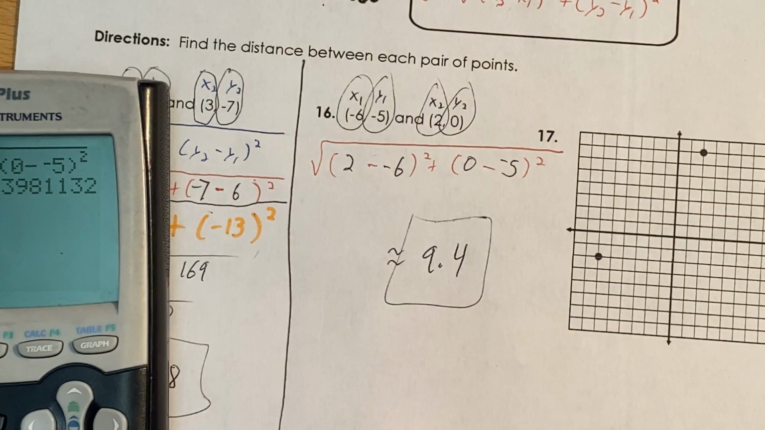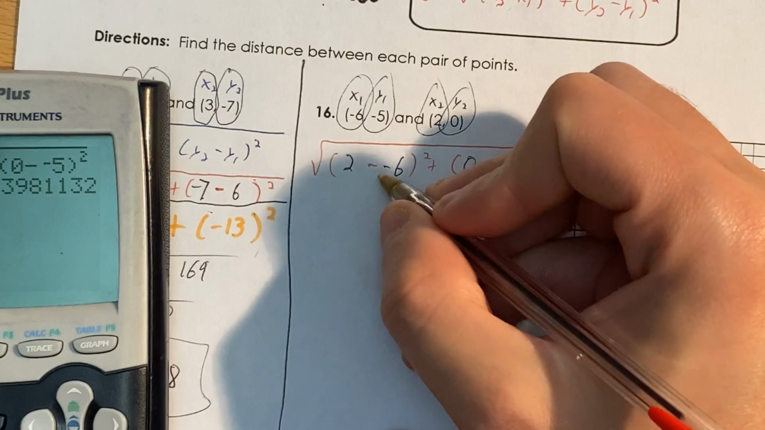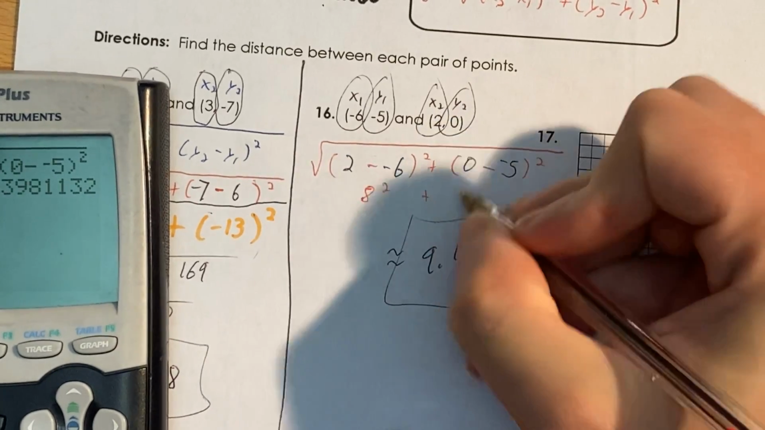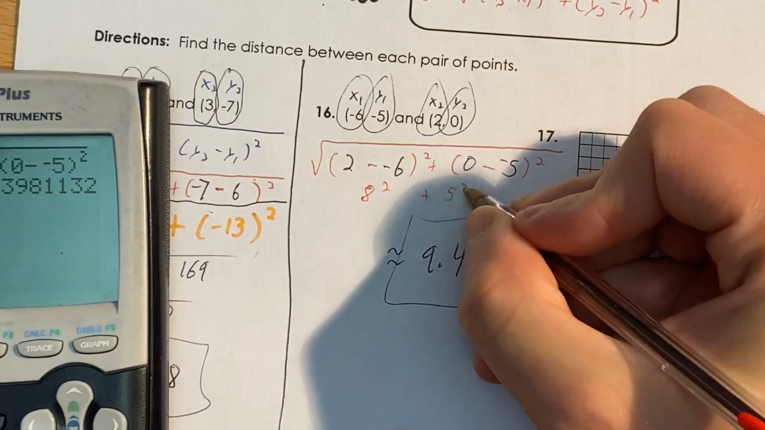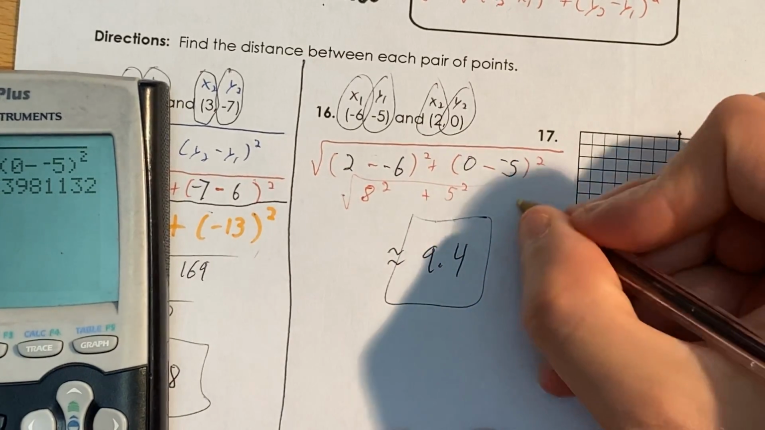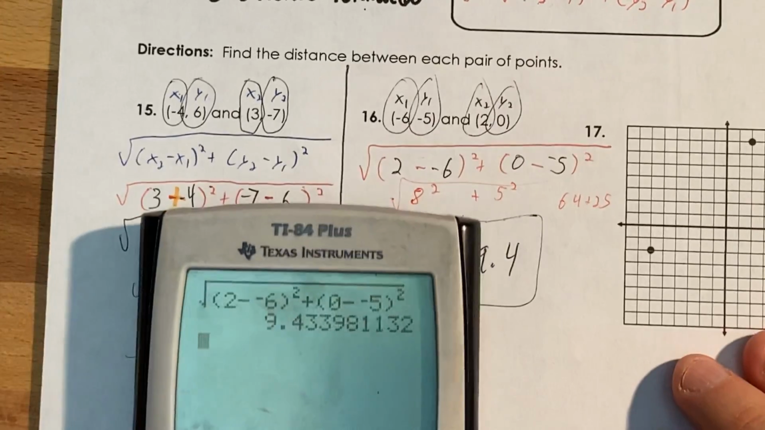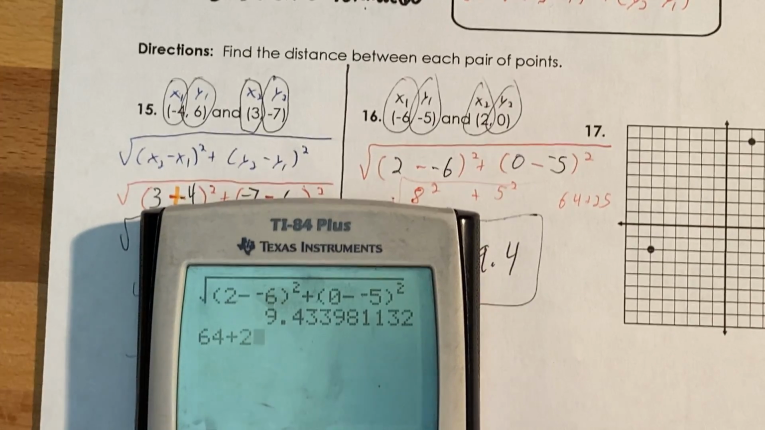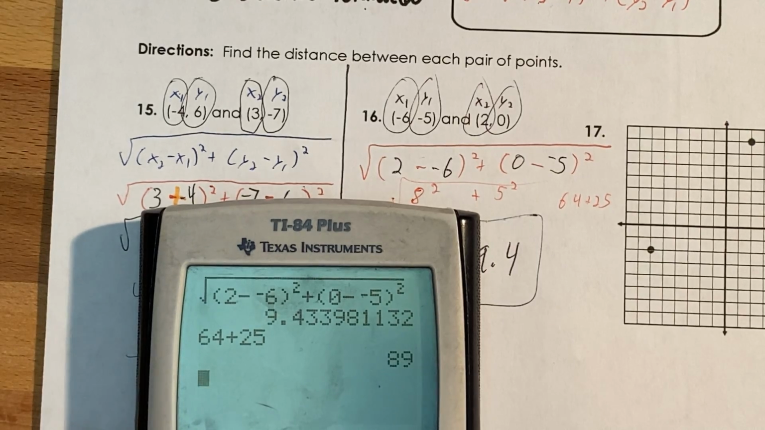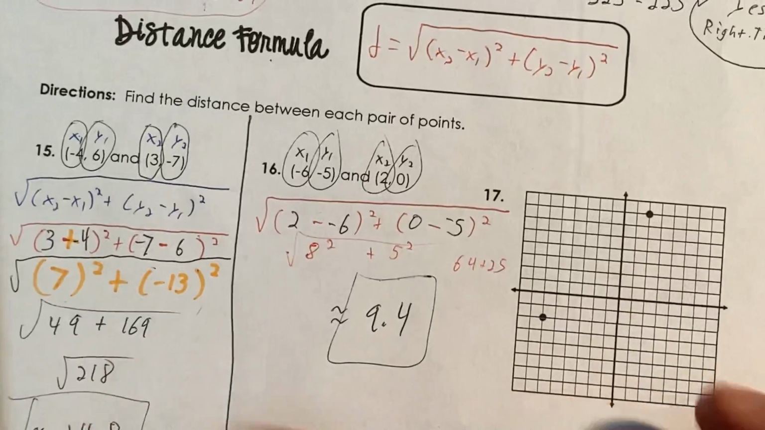And there you go. I could, of course, if I felt like it, say that this is 8 squared plus 5 squared, which is 64 plus 25. And the square root of that is, sure enough, the exact same answer. So, yep, there you go.